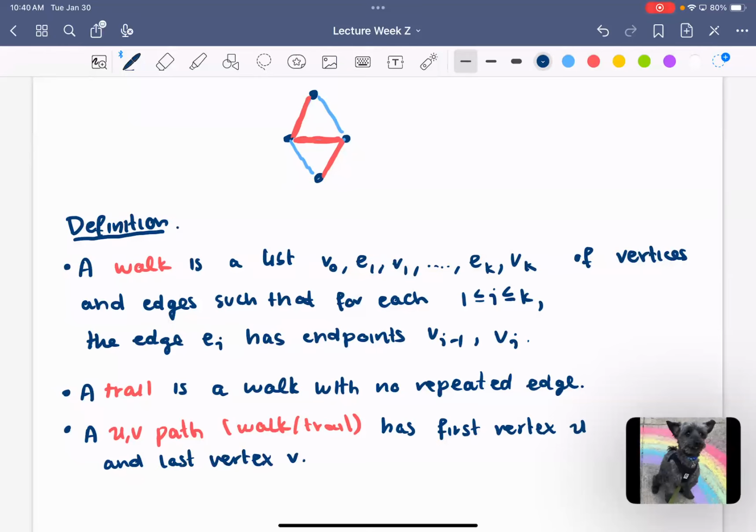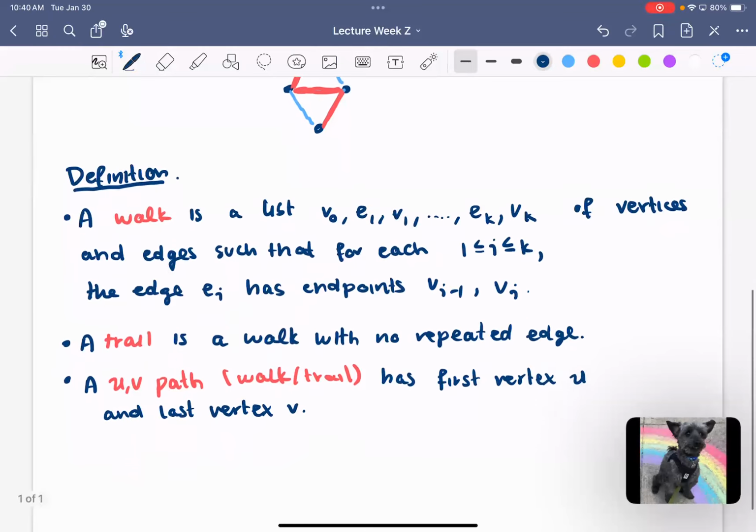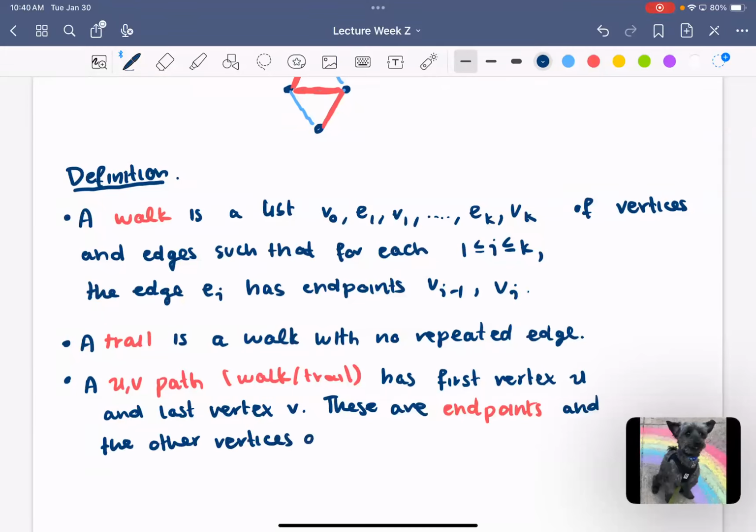And those are called the endpoints of the walk, path, or trail. And the other vertices are referred to as the internal vertices. So these are endpoints, and the other vertices are called internal vertices.